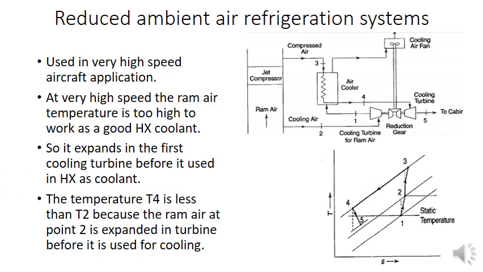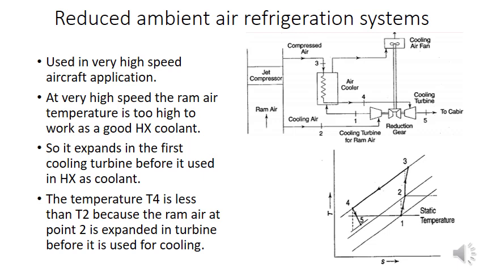Next is the reduced ambient air refrigeration system. In that system also there are two turbines, and the same shaft is used to drive the fan. So earlier the fan was not there, now the fan is introduced here. Apart from the reduction in heat exchangers, also there is one heat exchanger. Now two turbines, one heat exchanger. So here it is used with the cooling fan.